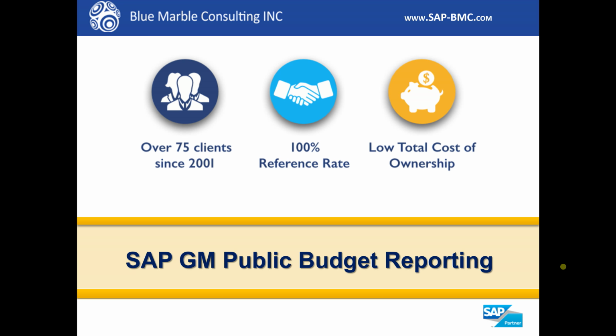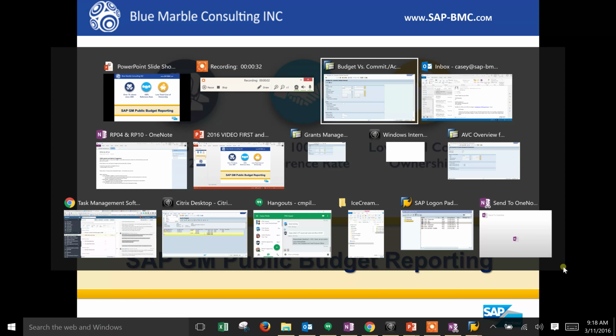I'm going to cover three reports briefly. The first will be a budget versus commitment actual journal report. The second is an availability control overview, and the third is a raw line item data display. With that, let's jump into our demo.